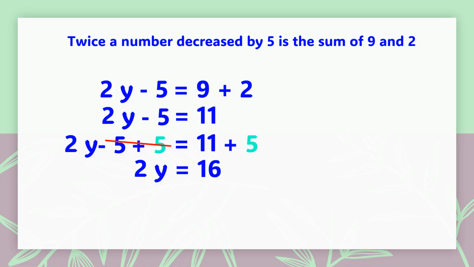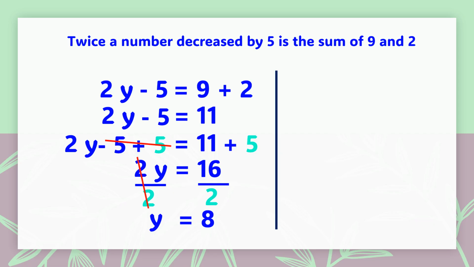Now it is in the multiplication form. Then what do we have to do? We have to apply division, that is by 2 on the left hand side, and the same way on the right hand side also. The 2s get cancelled. Y is equal to 8. Let me verify the answer.